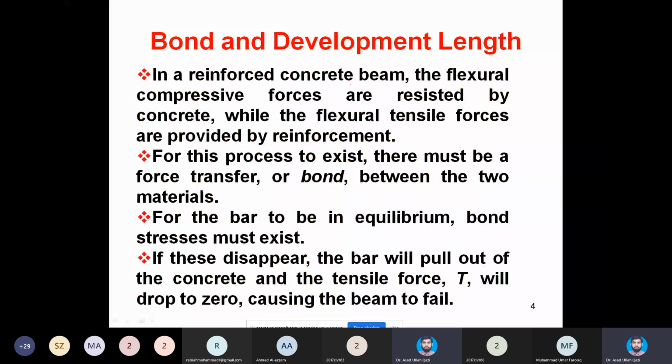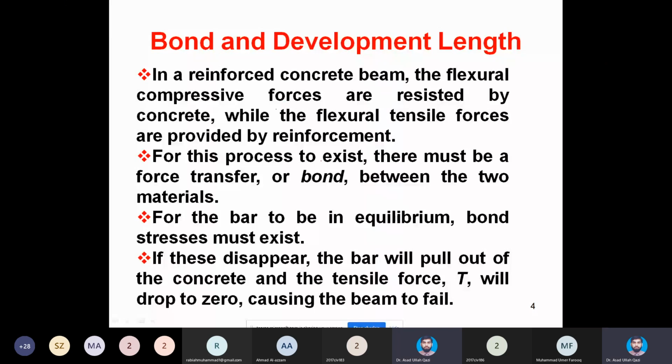Now what I tried to discuss on the picture, on slide number 4 there is an explanation given about the same contents. In a reinforced concrete beam, the flexural compressive forces are resisted by concrete, while the flexural tensile forces are provided by reinforcement. So, as I said earlier, C is equal to T. So, both C and T will be present in a reinforced concrete beam.